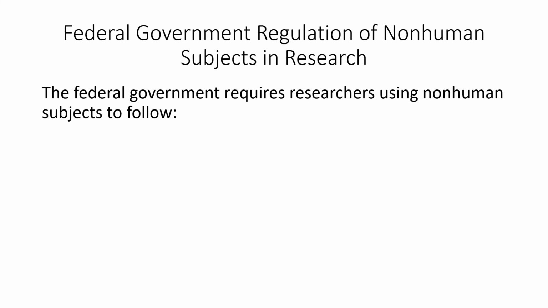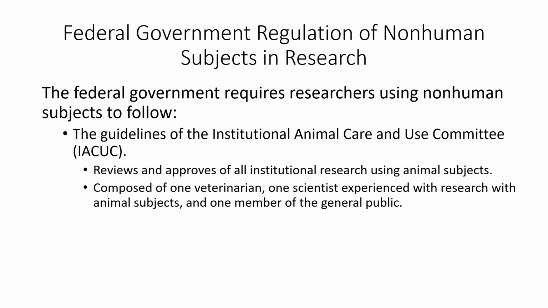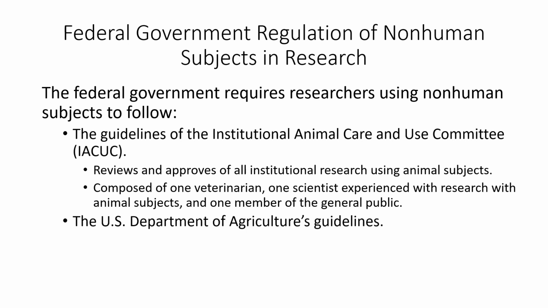The federal government requires researchers using non-human subjects to follow the following guidelines. First is the Guidelines for Institutional Animal Care and Use Committee. They have to review and approve all institutional research using animal subjects. And there needs to be at least one veterinarian, one scientist experienced with research in animal subjects, and one member of the general public as part of this group that approves the research. And there are specific guidelines that must be followed.